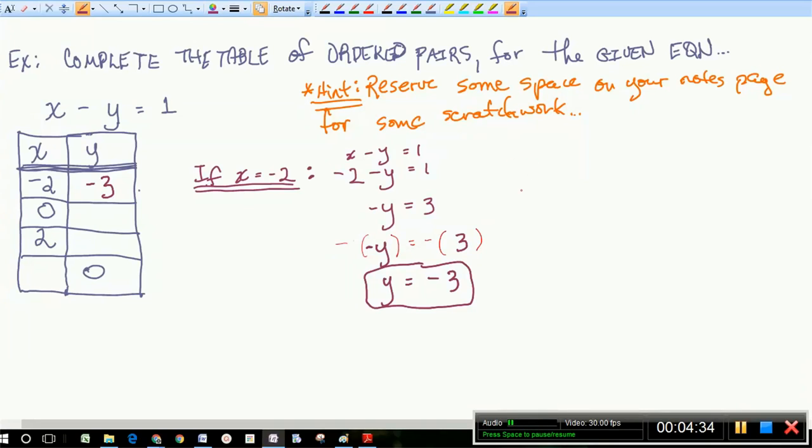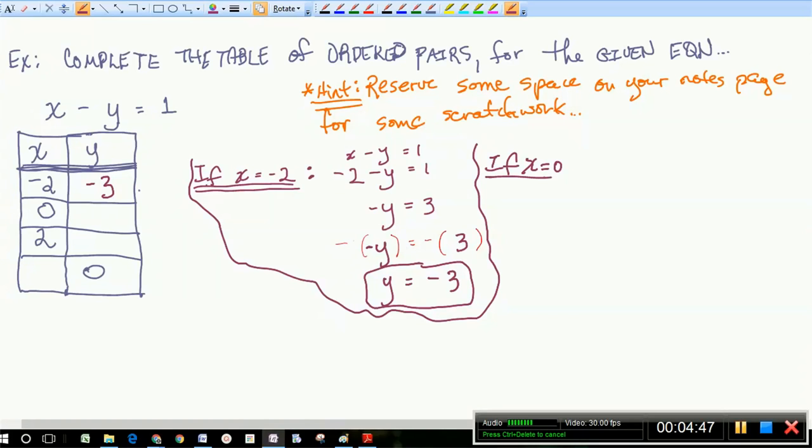Okay, and note I have a little hint up there. It says reserve some space on your page for your scratch work. It's just a wise thing to do. So here now, if x is 0, we're going to notice that when x or y are 0, this is going to be a special situation later on when we get into graphing, actually next. So hold on, we're going to come back and look at this particular equation.